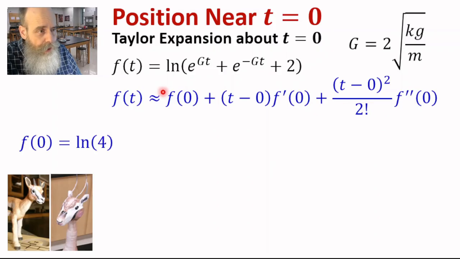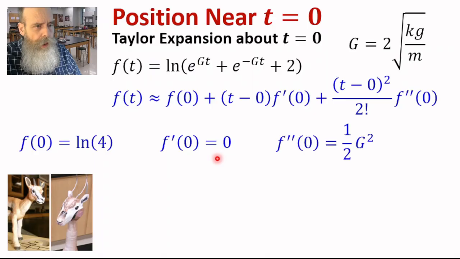Now, for our function here, f at 0 is ln 4, because this is 1 plus 1 plus 2, which is 4. For f prime at 0, we get this. Now, I'm not going to work that out. I'll let you viewers work it out for yourself. f prime at 0 equals 0. And f double prime at 0 is 1/2 g squared.